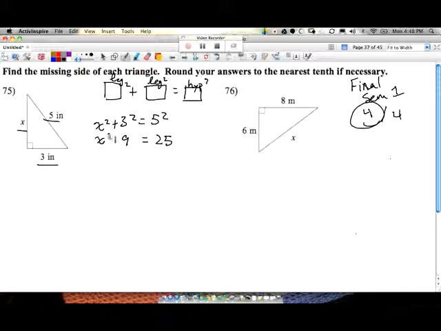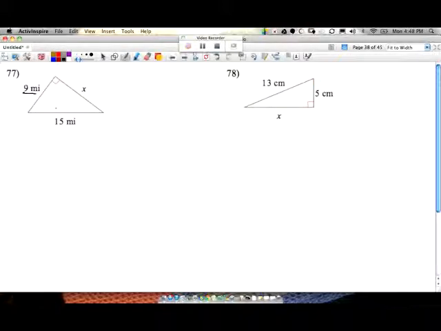Well, 9 and 25 would simplify for the numbers. Then it's just algebra, subtract 9, x squared equals 16, and then square root, x equals 4. So this equals 4. Not too bad. Let's do it again. Okay, so number 77 here, I got 9 and 15. And notice that this time they gave me the hypotenuse and a leg, a lot like last time there. So x squared plus 9 squared equals 15 squared.